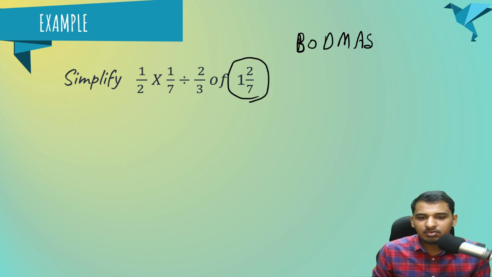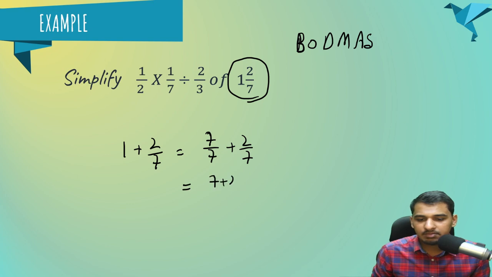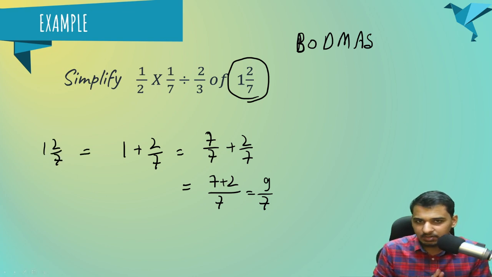Now 1 2 by 7, what is the value of 1 2 by 7? So 1 2 by 7 is 1 plus 2 by 7. So this would be 7 by 7 plus 2 by 7. This is 7 plus 2 by 7, that is 9 by 7. This is the value of 1 2 by 7. Okay, so 1 2 by 7 means 1 plus 2 by 7. I hope you understood this. And you know how to convert proper to improper and improper to proper fractions.